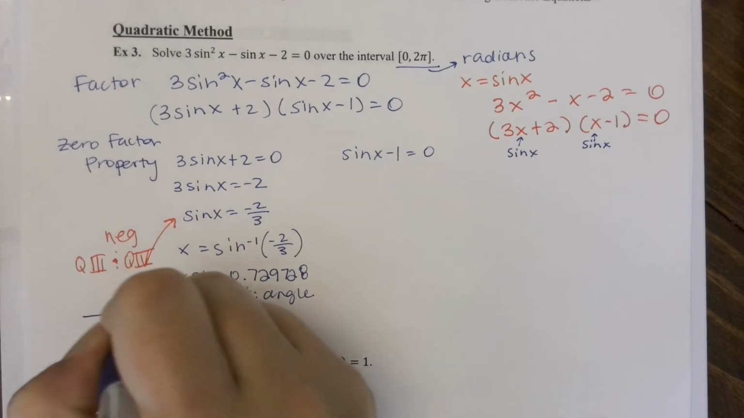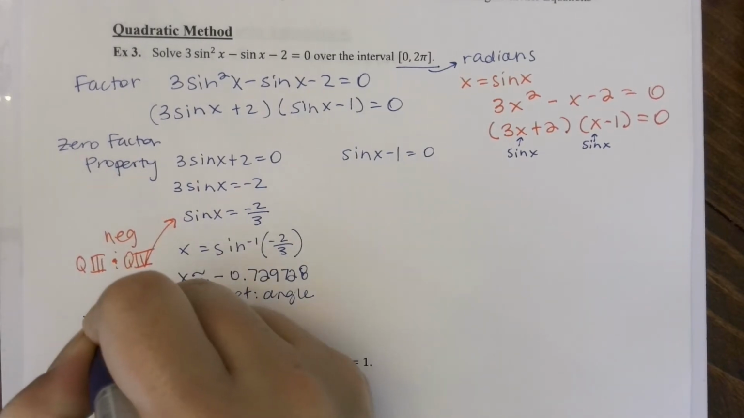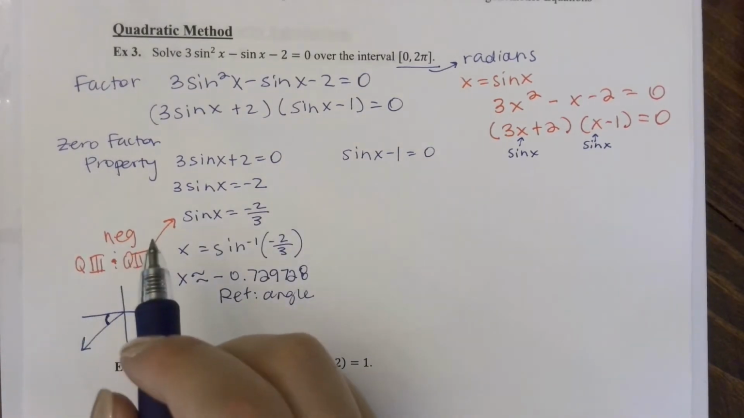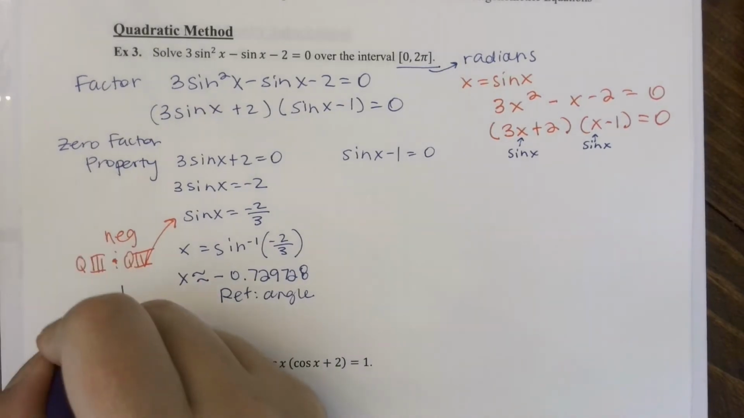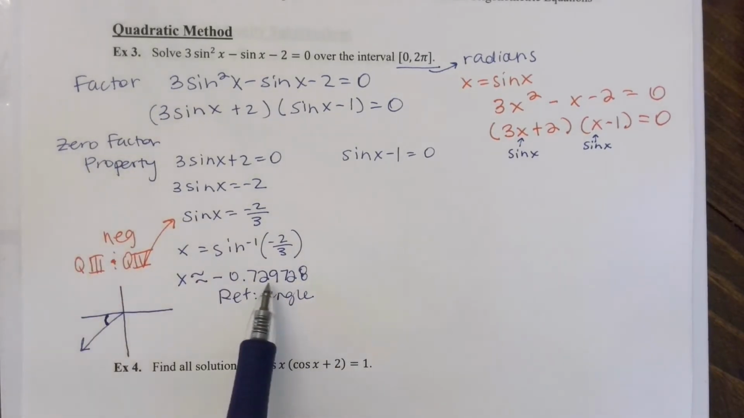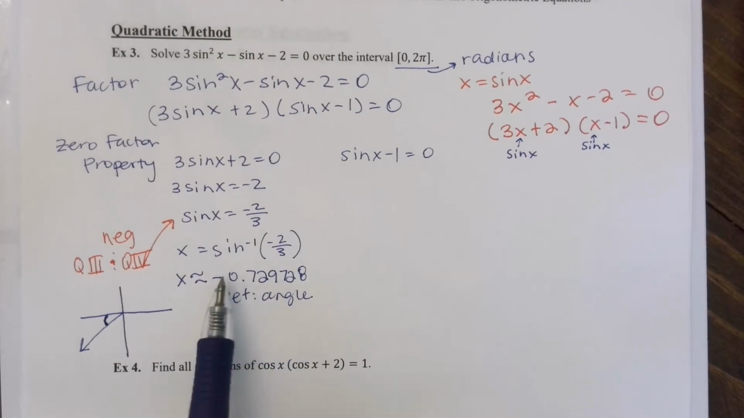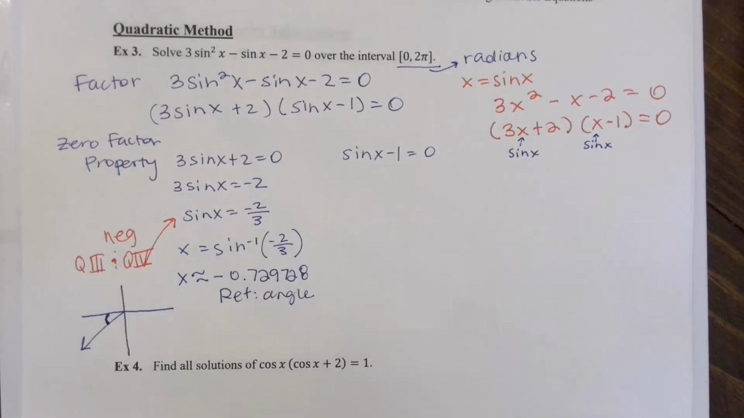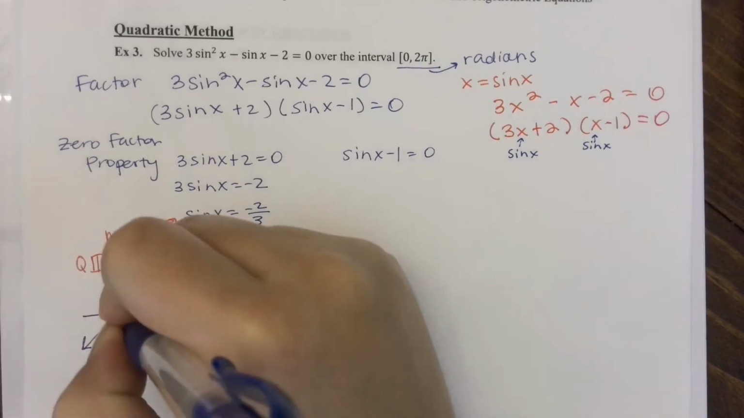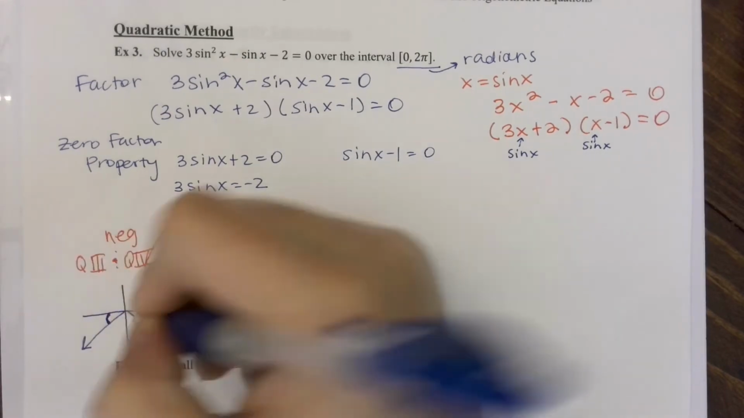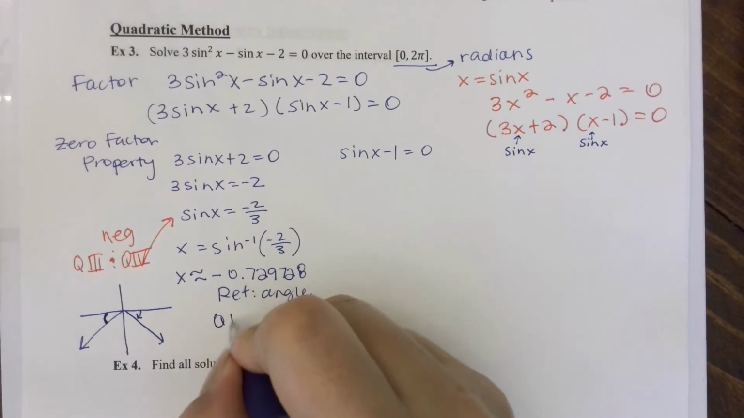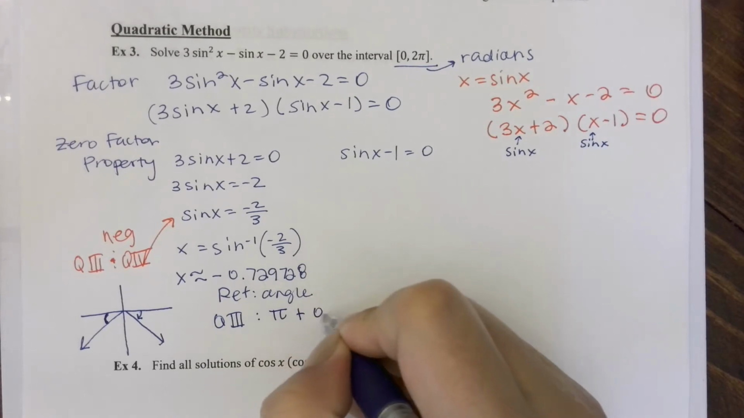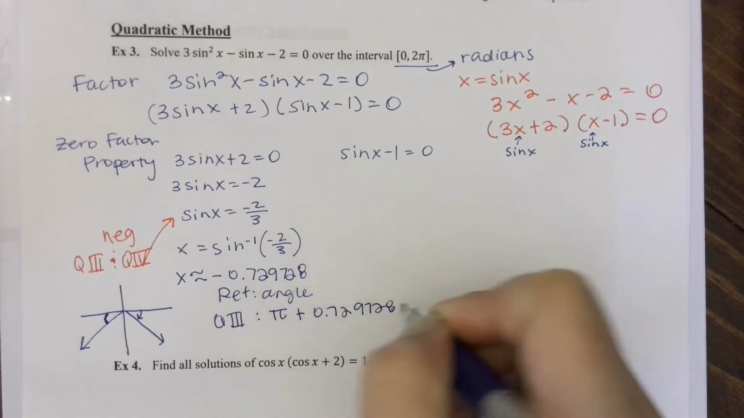So if we are looking in quadrant 3, and this is our reference angle, okay, we are going to want to do pi, or 180 degrees, which is pi, plus this reference angle. Now you're not going to use the negative, you're going to use the positive value because we want to add this angle. Okay, because that negative is saying the same angle over here, but going down. So for quadrant 3, we have pi plus 0.729728.